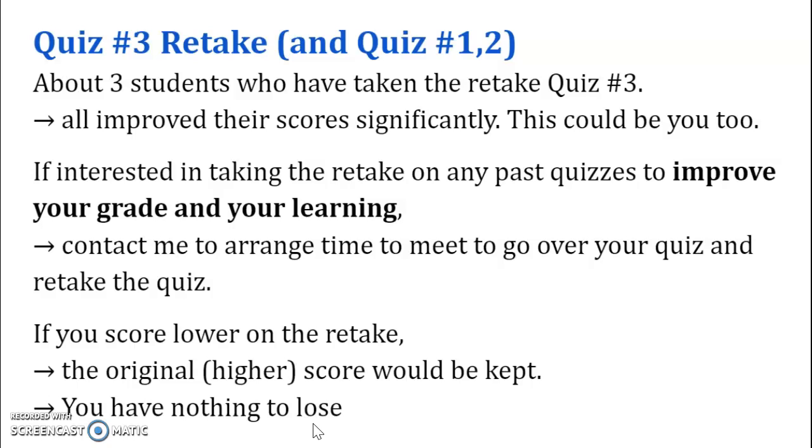Some of you might be thinking, I don't want to take the retake because I might actually score lower, and I don't want my grade to go down. Well, that's not going to happen, because even if you score lower on the retake, the original score, that's the highest score, will be kept in your grade. Okay, so you really have nothing to lose. So if you're willing to put in a little bit more time and effort, then hopefully you are not only going to improve your grade, but really improve your learning so that you're going to do far better on the unit test as well as the semester final.